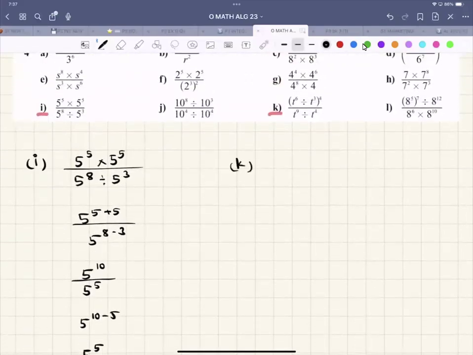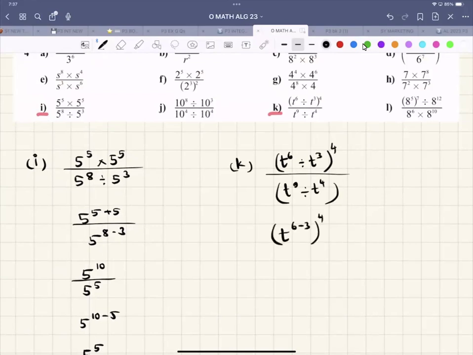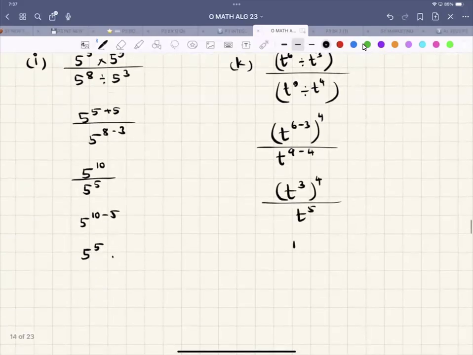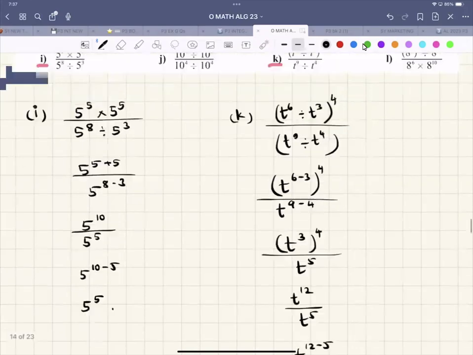Part K. T power 6 divided by t power 3, the whole thing raised to power of 4, over t power 9 divided by t power 4. The numerator t power 6 minus 3 raised to power of 4. Denominator t raised to power of 9 minus 4. Division, and then there is a power. T power 3 raised to power of 4. This is t raised to power of 5. 3 into 4 is 12 divided by t raised to power of 5. This is t raised to power of 12 minus 5, which is t raised to power of 7.